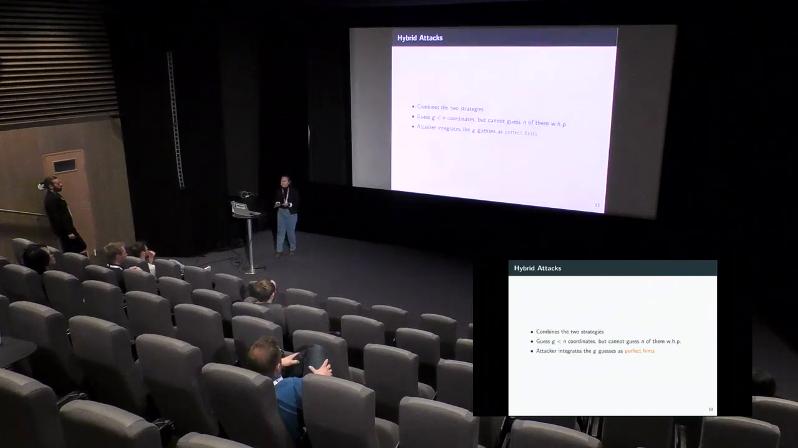Okay, and then we consider hybrid attacks, which combine the two strategies, where the adversary can guess G coordinates with high probability, but G is smaller than n. And then it integrates those G guesses as perfect hints. So remember I told you we're using approximate hints and perfect hints. This is where the perfect hints come in.